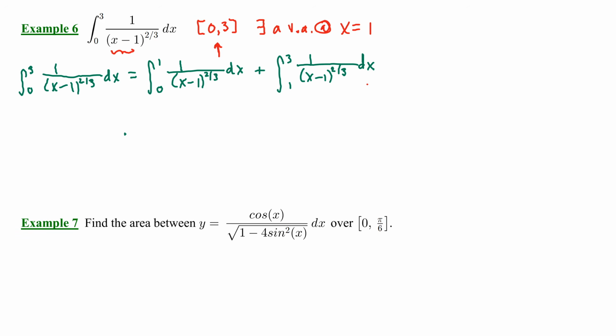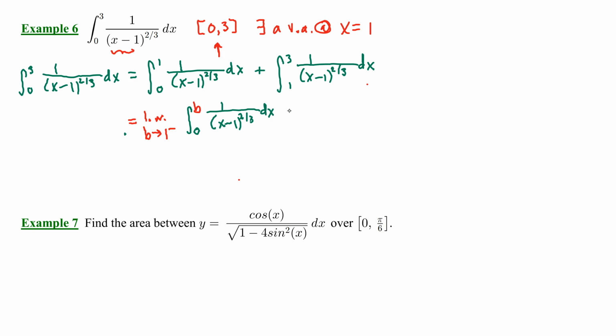In order to execute this in a legal way, we do need to introduce our limit operator around that vertical asymptote. So we're going to have a new upper limit. We'll call it b. We're going to approach 1 from underneath or from the left. So we can write this as the integral from 0 to b of 1 over (x minus 1) to the 2/3 dx.